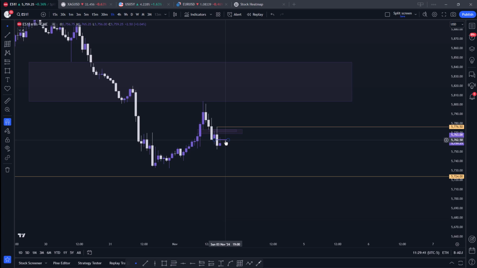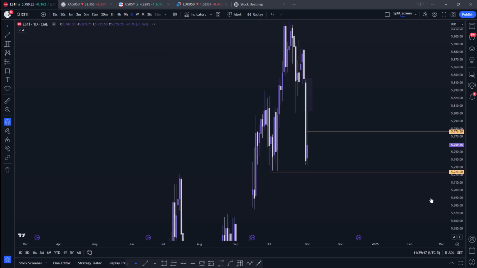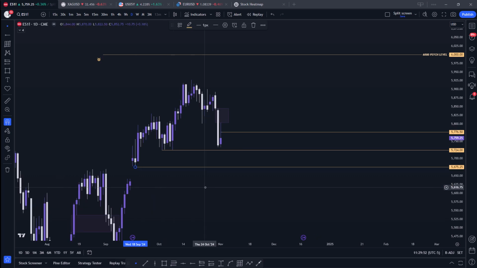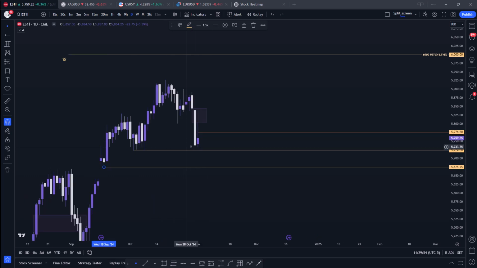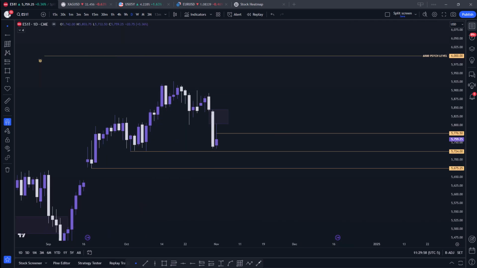On ES, this is a possible move that we could see early on in the week, but because ES is weaker than NASDAQ, we could have this liquidity void as our next draw on liquidity going through these relative equal lows. That's my insight on ES.